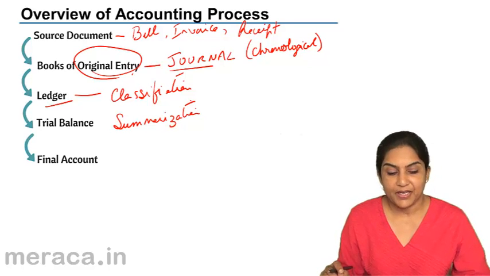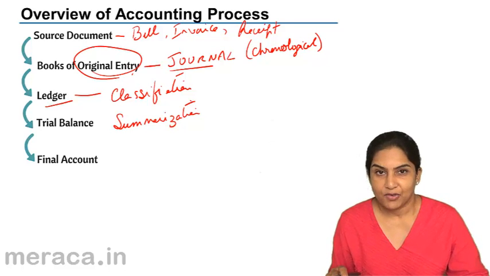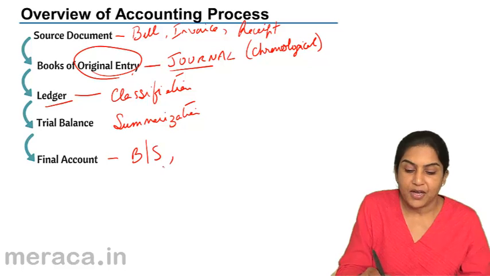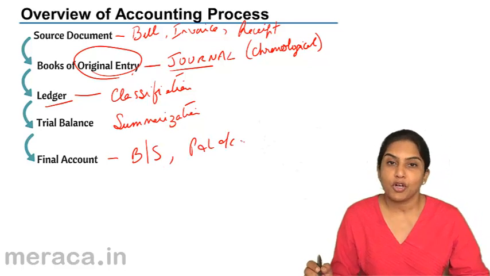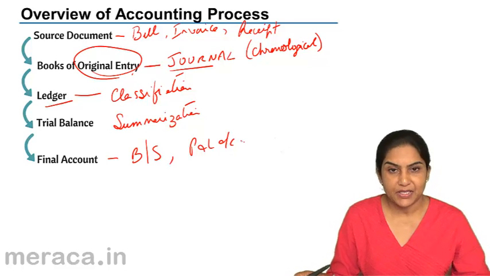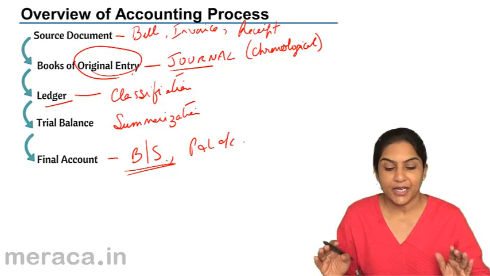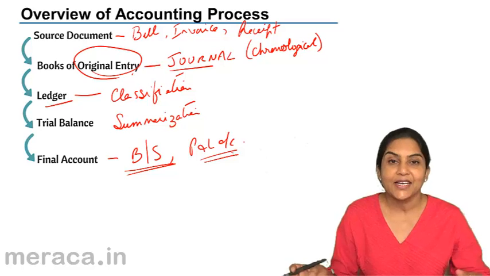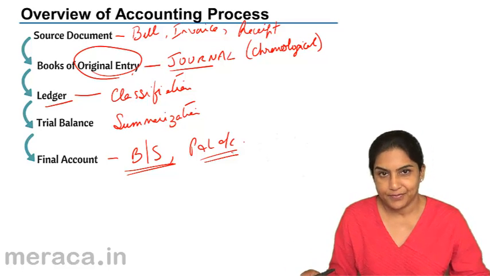Having got the trial balance, we will then move on to the preparation of final accounts. What are the final accounts? They largely consist of a balance sheet and a profit and loss account. Of course, we also make cash flow statements. A balance sheet will tell us the total of the assets and liabilities on a particular date, and the profit and loss account will tell us the profit or loss made during the period.